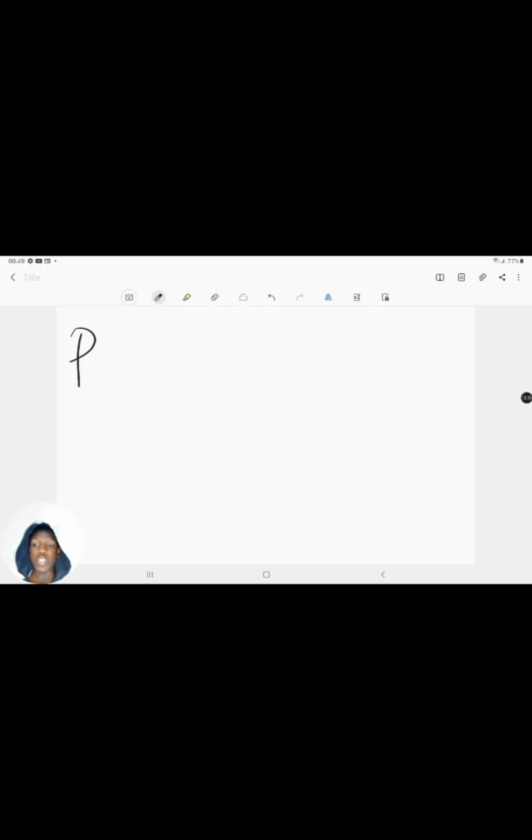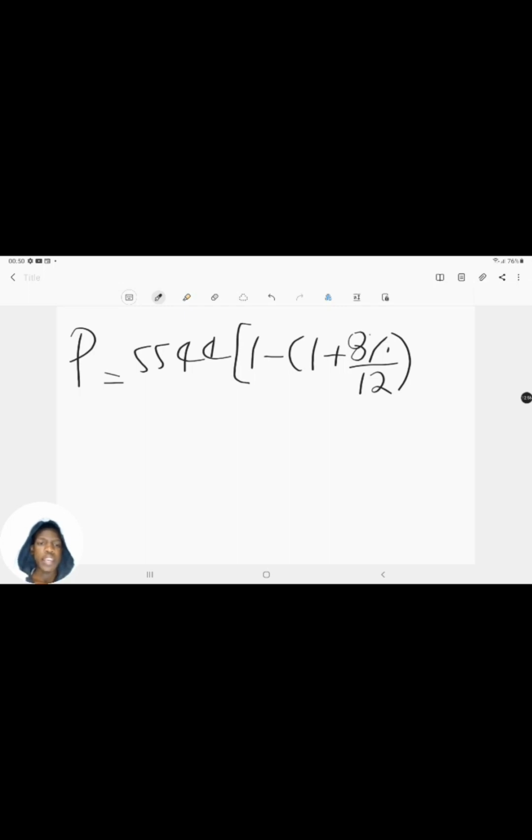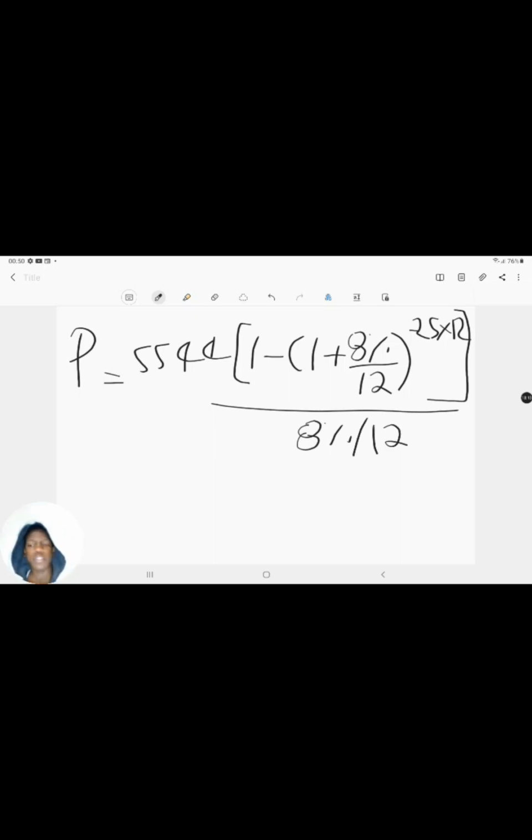The present value is the amount that Daryl will have to borrow. So the monthly installments are 5544. We calculated that from the previous question. Then you've got 1 minus open bracket 1 plus 8% compounded monthly. Remember to add that, and then to the power of minus 25 times 12. Then close your brackets, then divided by 8% compounded monthly. So you're basically just substituting and solving.